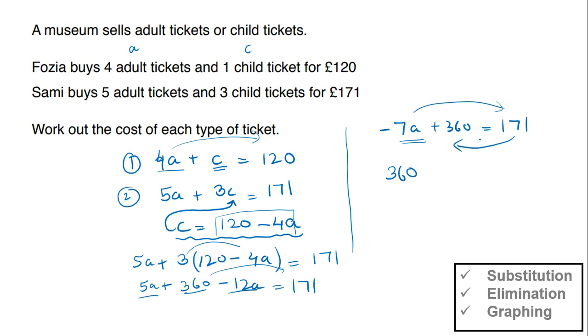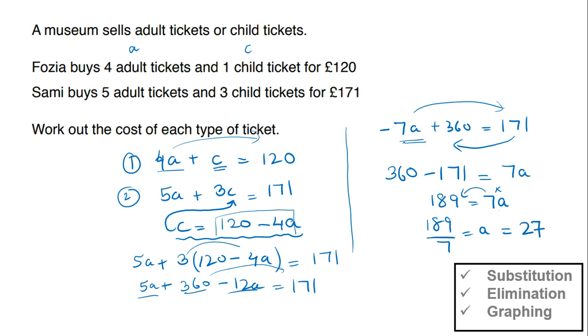When 171 comes to the other side, it's positive here, goes to the other side, turns into negative. So 360 minus 171. And here I had a negative 7a, and if I take the negative 7a to the other side, it turns into positive 7a. So now I have 360 minus 171, that gives me 189 is equal to 7a. Now, if I want to find out my a, I have to take the 7 to the other side. 7 is in multiplication with the a. When it goes to the other side, it turns into division. So 189 divided by 7 is equal to a, and that gives me 27.